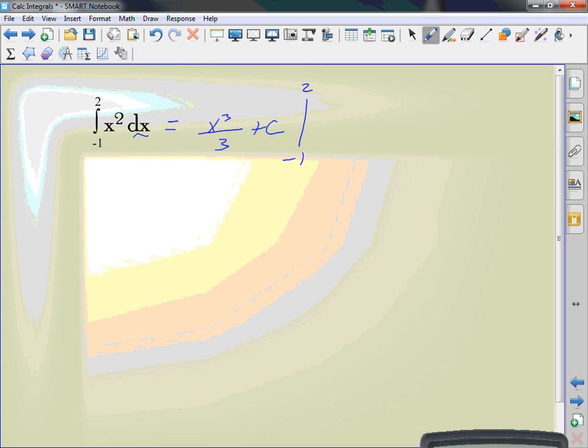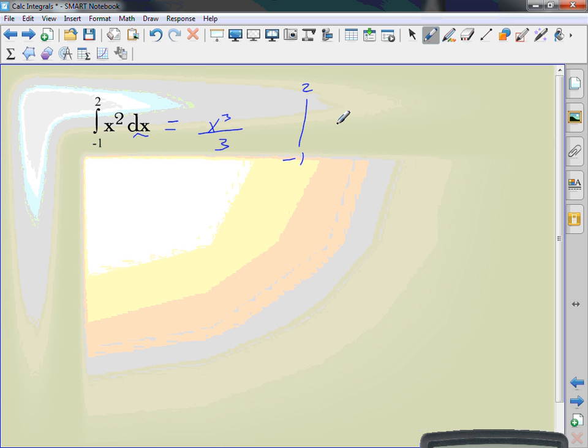Now, the nice thing about integrals, it doesn't matter what the c is. What's the nicest c to work with? 0, which means it's not there. You don't need a c. C is just 0. It can be any of the antiderivatives. What we want to do is find the difference between 2 and -1.